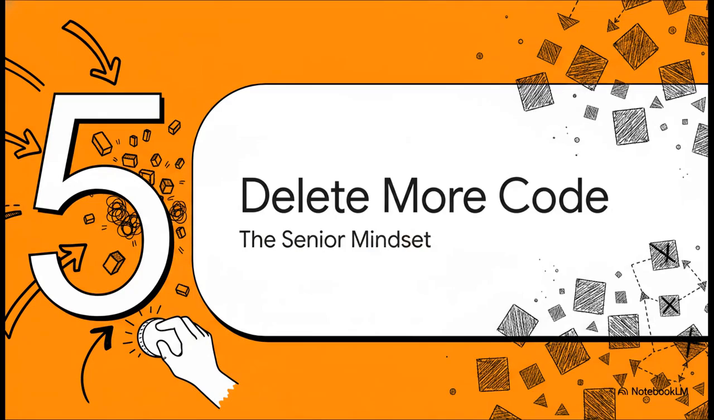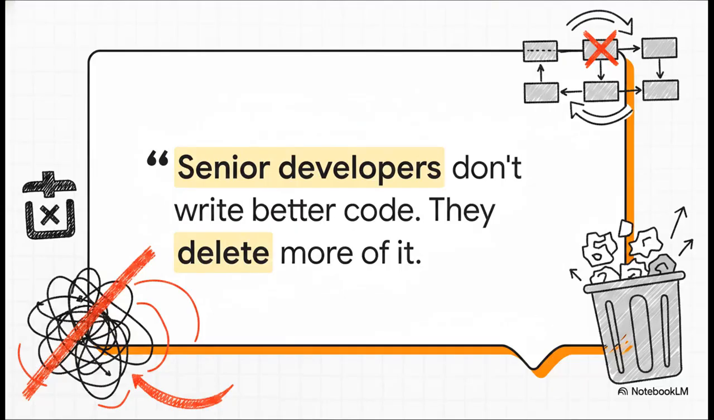Finally, we reach Section 5, delete more code. The ultimate senior mindset. We are at the most counterintuitive architectural advice you will ever receive. Everything we've talked about so far today is about managing complexity, but the absolute best way to manage complexity is to eradicate it completely. I absolutely love this quote. Senior developers don't write better code, they delete more of it.